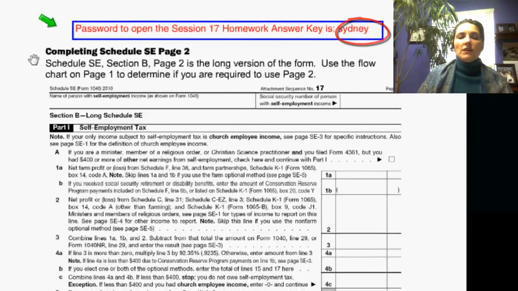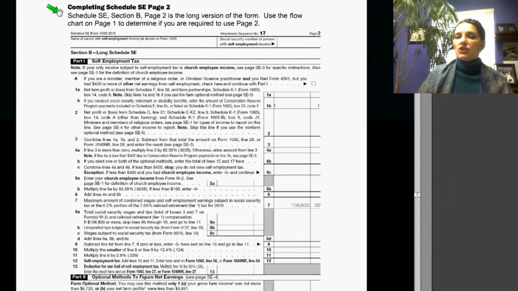And I have here in front of you now page 2, or the long form version of Schedule SE. Schedule SE Section B, page 2 is the long version of the form, and you use the flow chart on page 1 to determine if you are required to use page 2. An example of a reason why you would be required to use page 2 is if you are a church employee with wages from a W-2, then you have to make an entry on line 5.